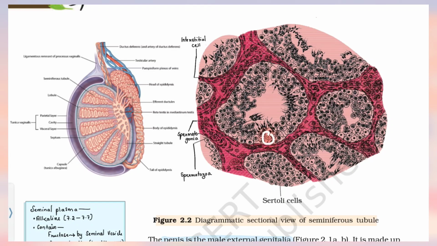And these long column-like cells are Sertoli cells. They extend from the basement membrane to the lumen. Sertoli cells provide nourishment, protection and structural support to developing sperm. इसीलिए इन्हें nurse cells भी कहा जाता है. Near the lumen, we can see fully formed spermatozoa. These are the mature male gametes released into the lumen of the seminiferous tubule. So this diagram explains how sperm are formed at the microscopic level from spermatogonia to spermatozoa with the support of Sertoli cells and hormonal control by the Leydig cells. So once this diagram is clear, spermatogenesis becomes very easy to visualize.